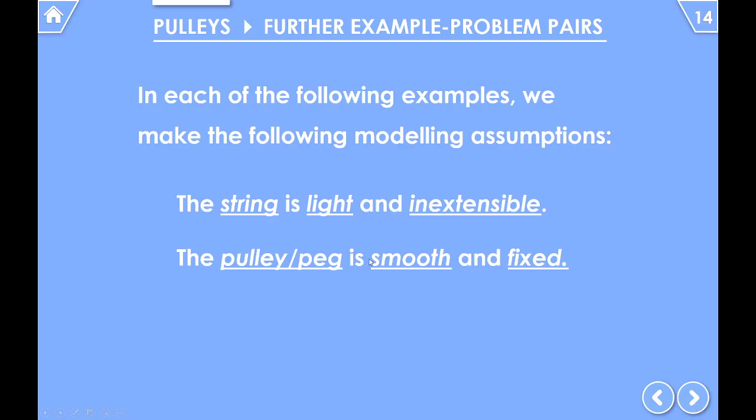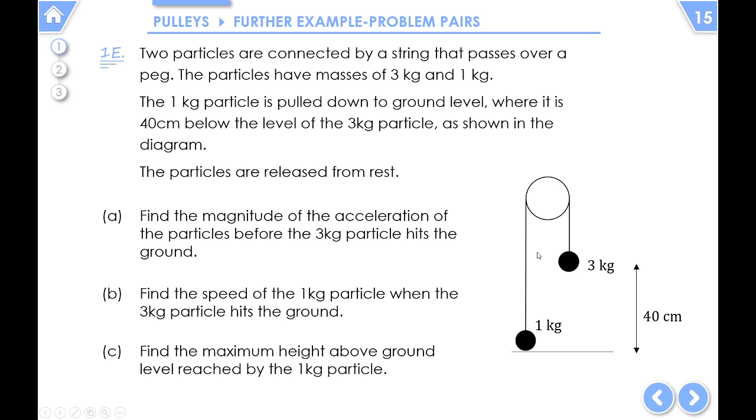So in these next few questions, just to save a little bit of space from time to time, we're just going to make the assumptions that we talked about earlier. We're going to assume that the string is always light and inextensible, and we're going to assume that the pulley and the peg are always smooth and fixed. Okay, so here is the next question then.